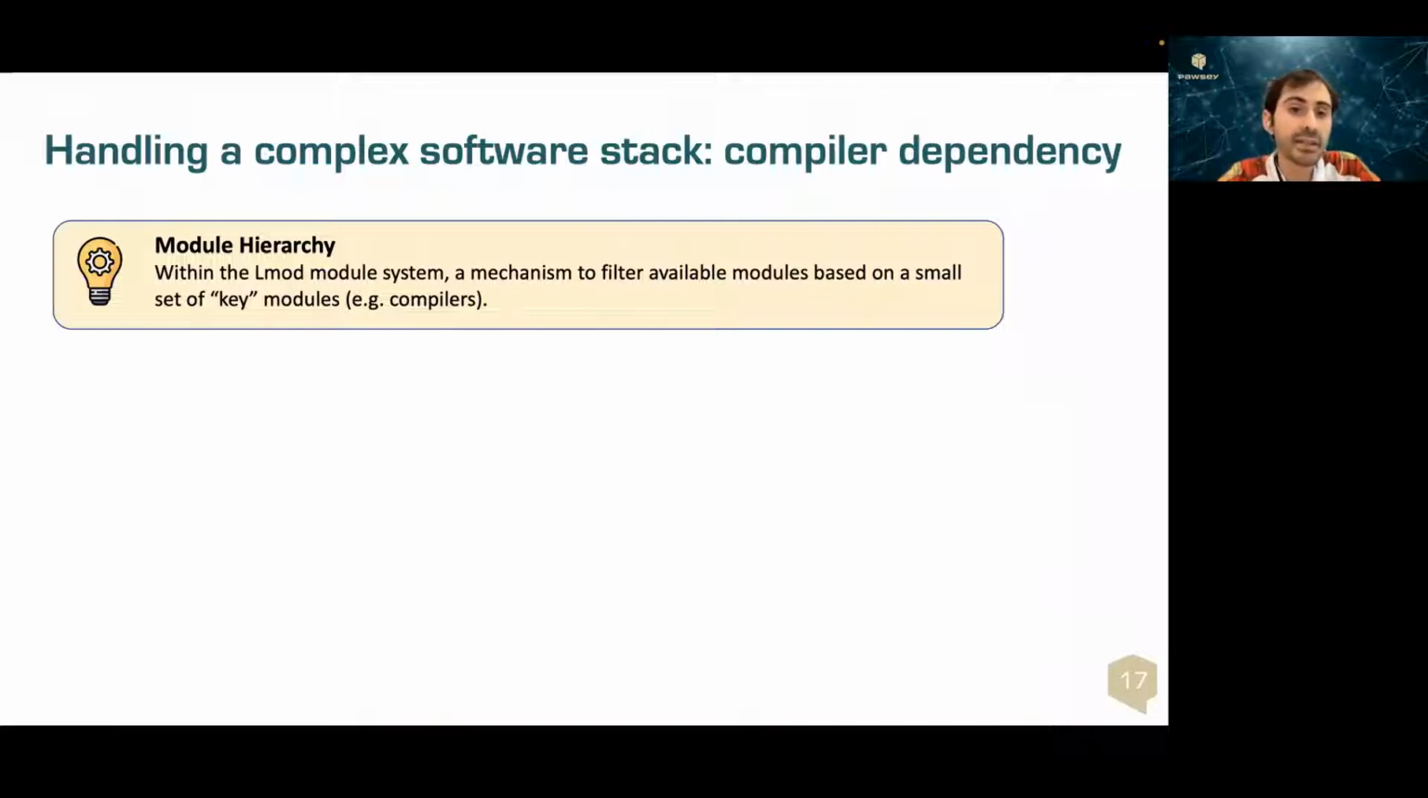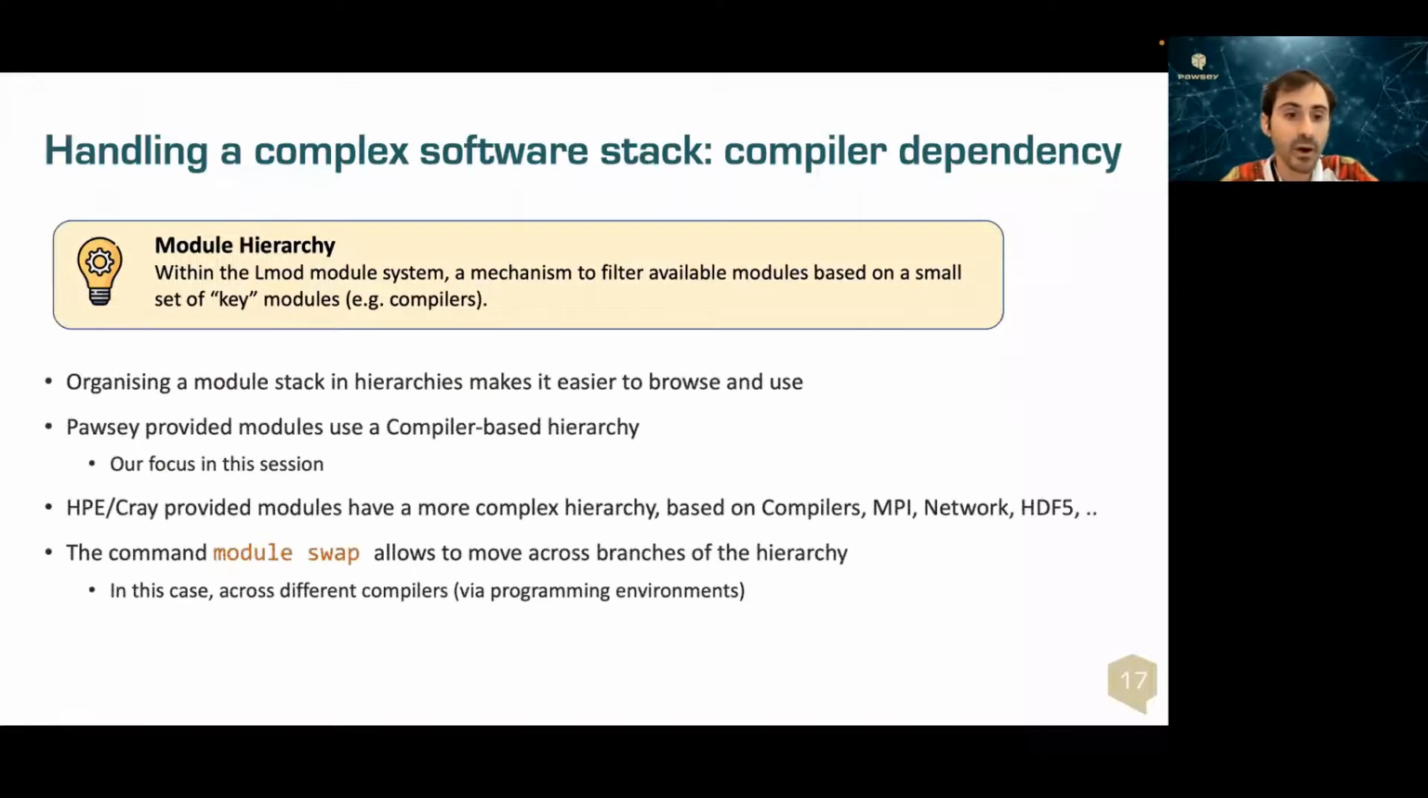A module hierarchy is a feature and a mechanism within LMOD, the module system that we use at Pawsey, to filter the available modules that get output based on their dependency on a small set of key modules. The example here will be the compilers. So say, as we have on Setonix, we have 3 main compilers, GCC, AOCC, and Cray. We don't want to output all of the packages available with all compilers every time we use module avail. That will make the list even longer. And so we configure the LMOD module hierarchies to play on the compiler dependency. In this way, when we use module avail, the output is filtered by the currently loaded compiler. And let's see this one in action.